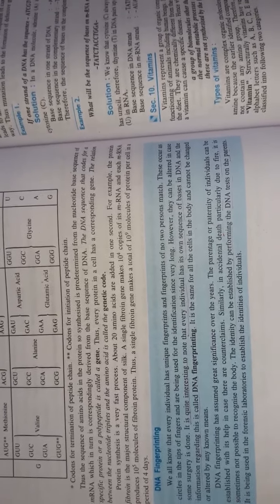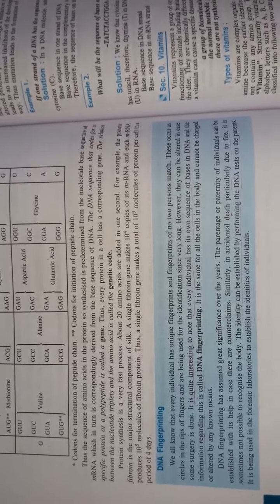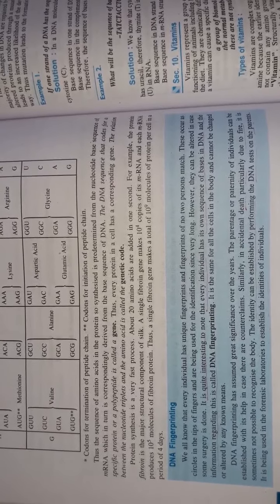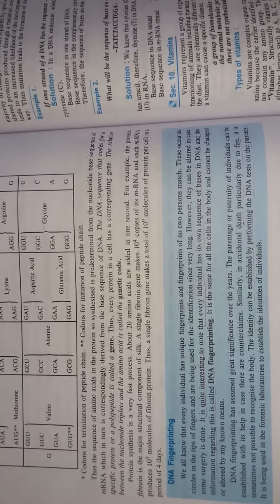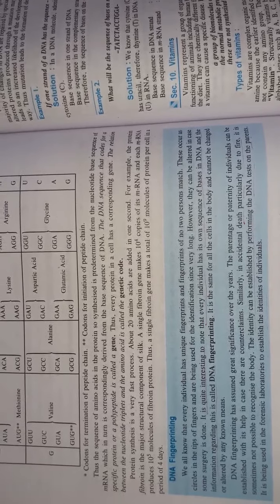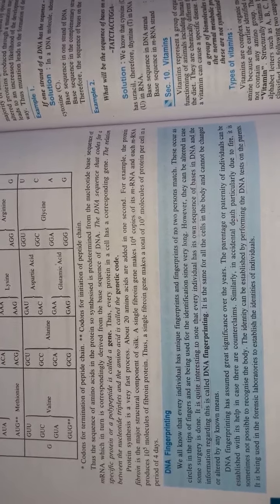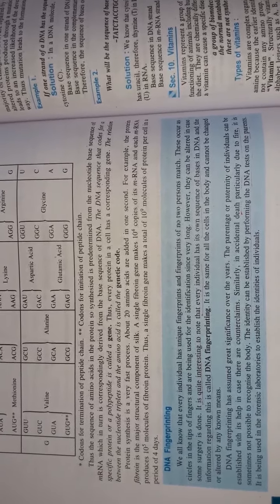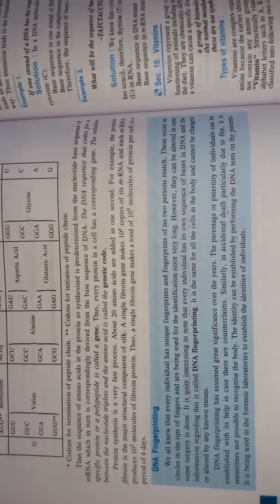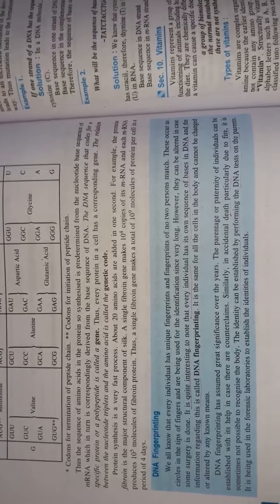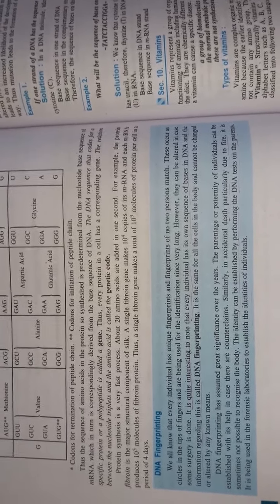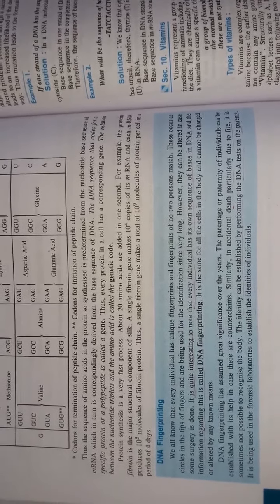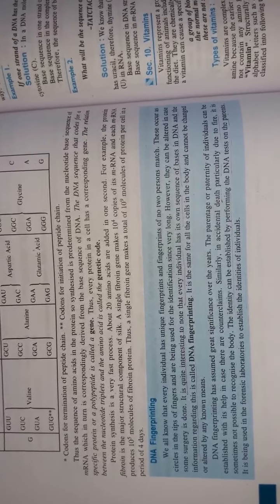You all know that it is used for accidental deaths and in criminal cases. So DNA fingerprints are used for accidental deaths, particularly due to fire. It is not possible to recognize the body, so you can easily recognize it by testing the DNA molecule, a DNA test. Identity can be established by performing the DNA test on the parents, children or any family members, and it is also used in forensic laboratories to establish the identity of an individual. So this is your DNA fingerprints.